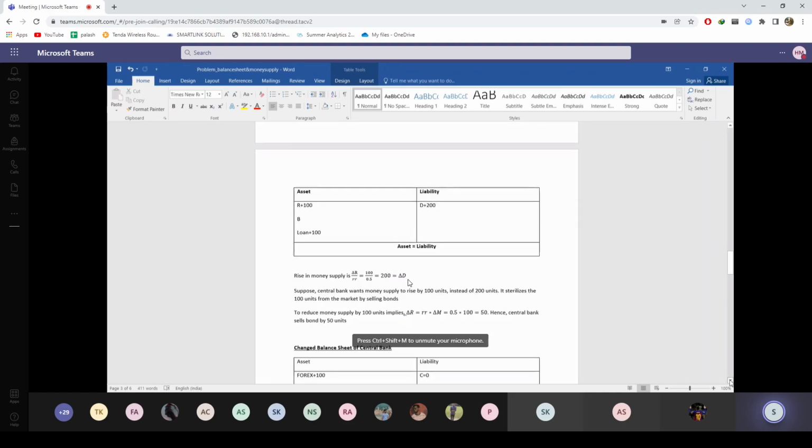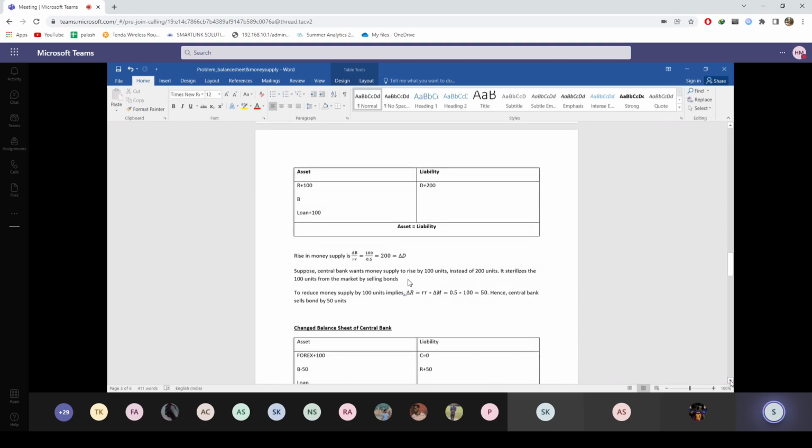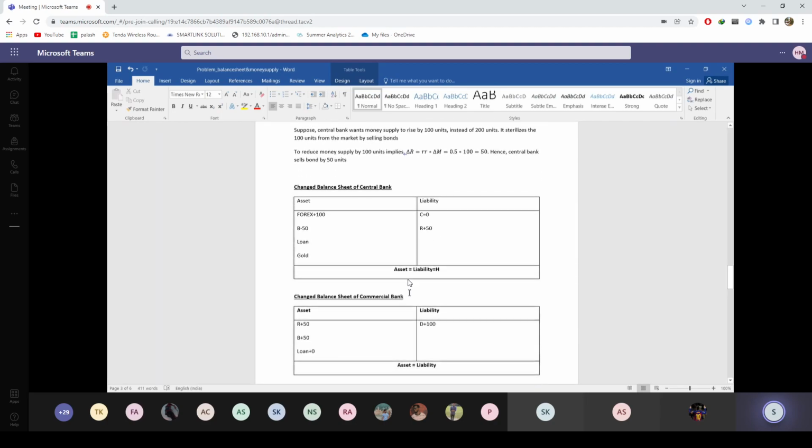The government calculates that if my reserves rise by 100 units, my money supply is going to rise by 200 units automatically. So if I allow my reserves to rise only by 50 units, then the money supply is going to increase by only 100 units. And that's my objective. And this is exactly what the government does. The central bank sells. This is the change in the balance sheet of the central bank.